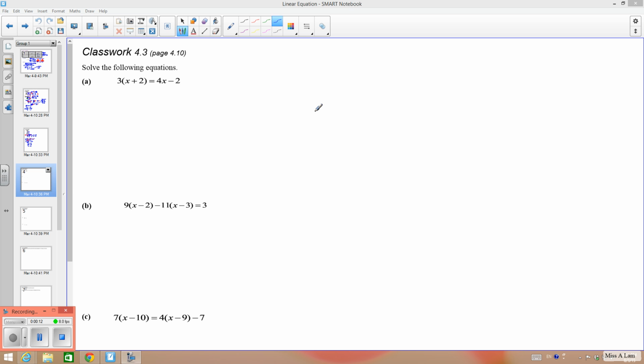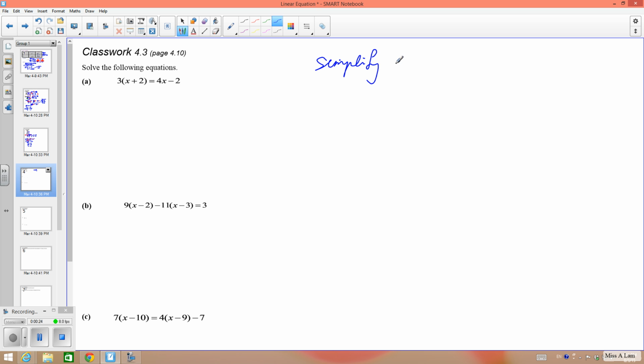Now, just to remind you, when we solve equations, before that we try to simplify the equations, and then we try to group like terms together. It means we usually group x together, group the numbers together, and then mostly we put the x term on the left hand side, and then we solve for x.